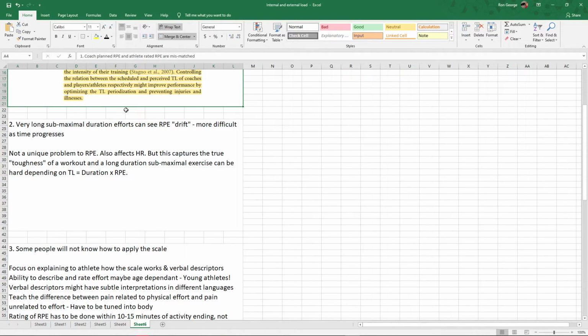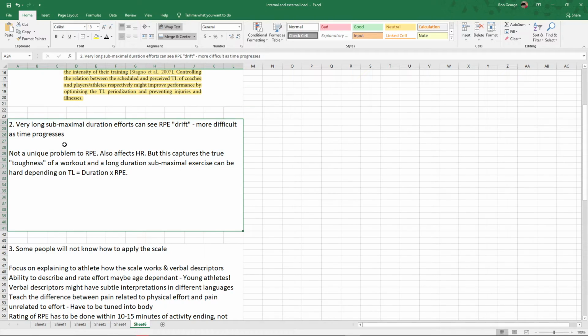Issue number 2. Okay, this is one that is very commonly asked. So what happens if you have a very long duration submaximal effort and you see RPE drift? I addressed some of that before. When you start, RPE could be a low value, but when you end, it could be a high value. It's difficult as time progresses. But that's not any different than what HR does, really.